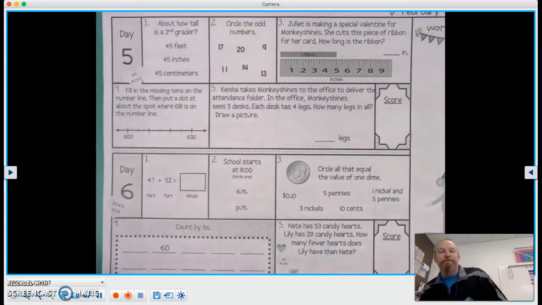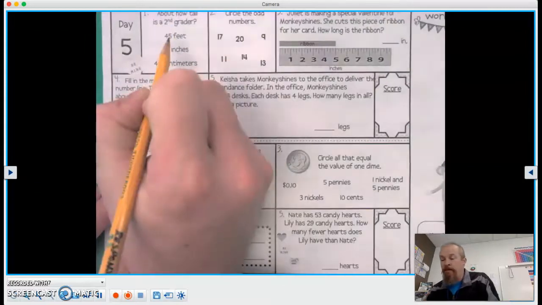Here we are, day 5, February Daily Math, number 1. About how tall is a second grader? 45 feet? That's like 4.5 basketball hoops high. Not that tall. Let's get rid of that one.